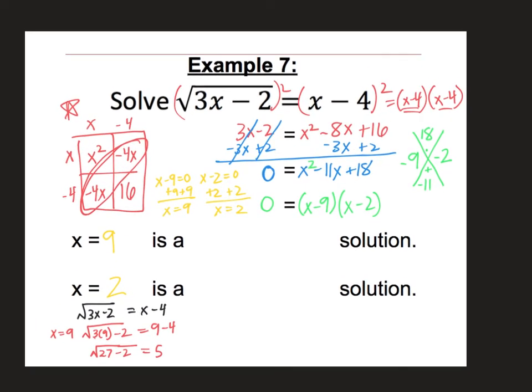If I simplify that, we really have the square root of 25 equals 5. And that's a true statement. The square root of 25 is in fact 5. So this is going to be a real solution.